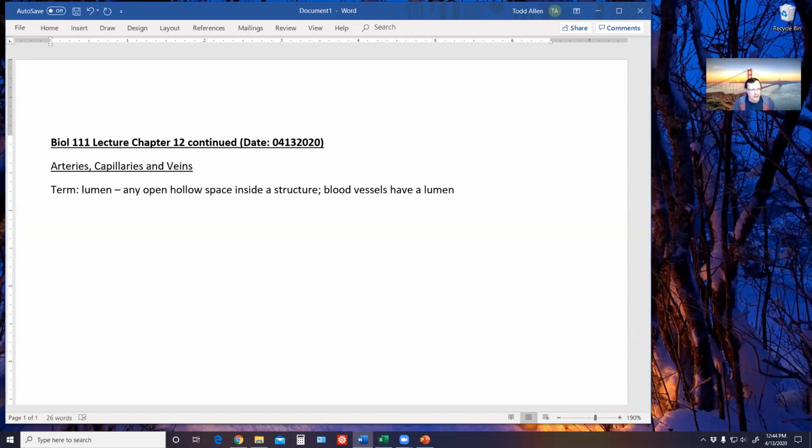Okay, so let's talk about arteries a little bit. All right. Now, arteries, as you see on page 215, are made of 3 layers of tissue. Okay. Okay. You have, now let me see here how I want to do this with you. Okay. You have the inner layer.